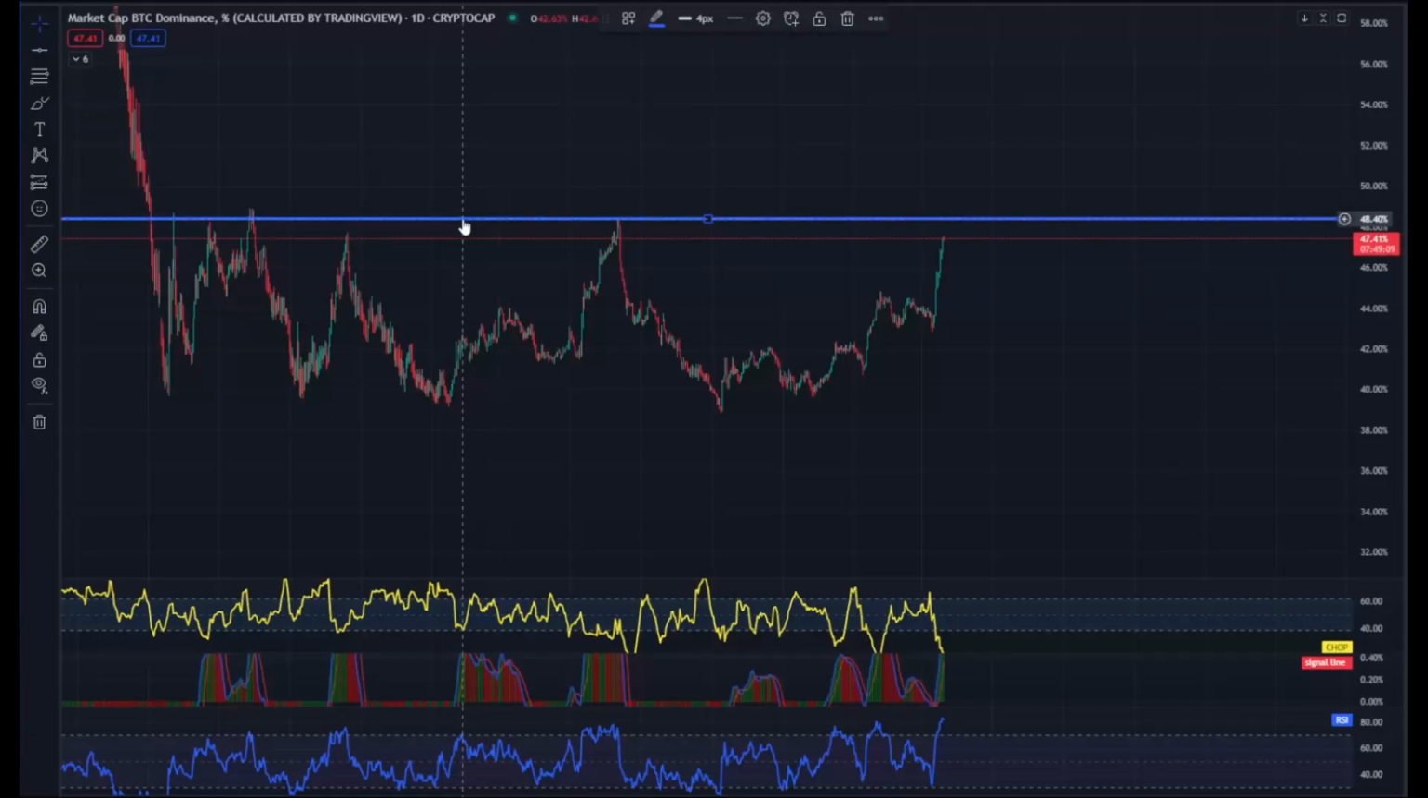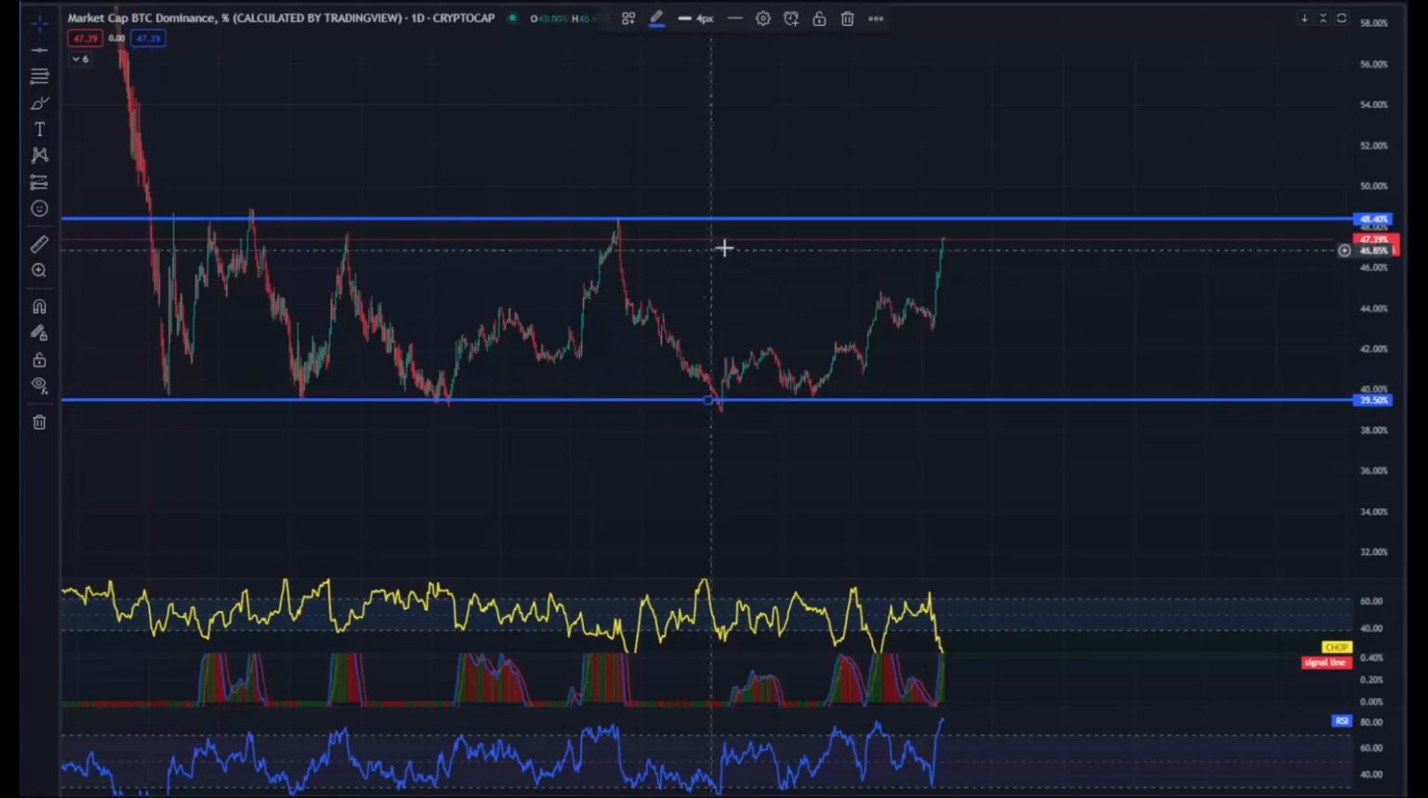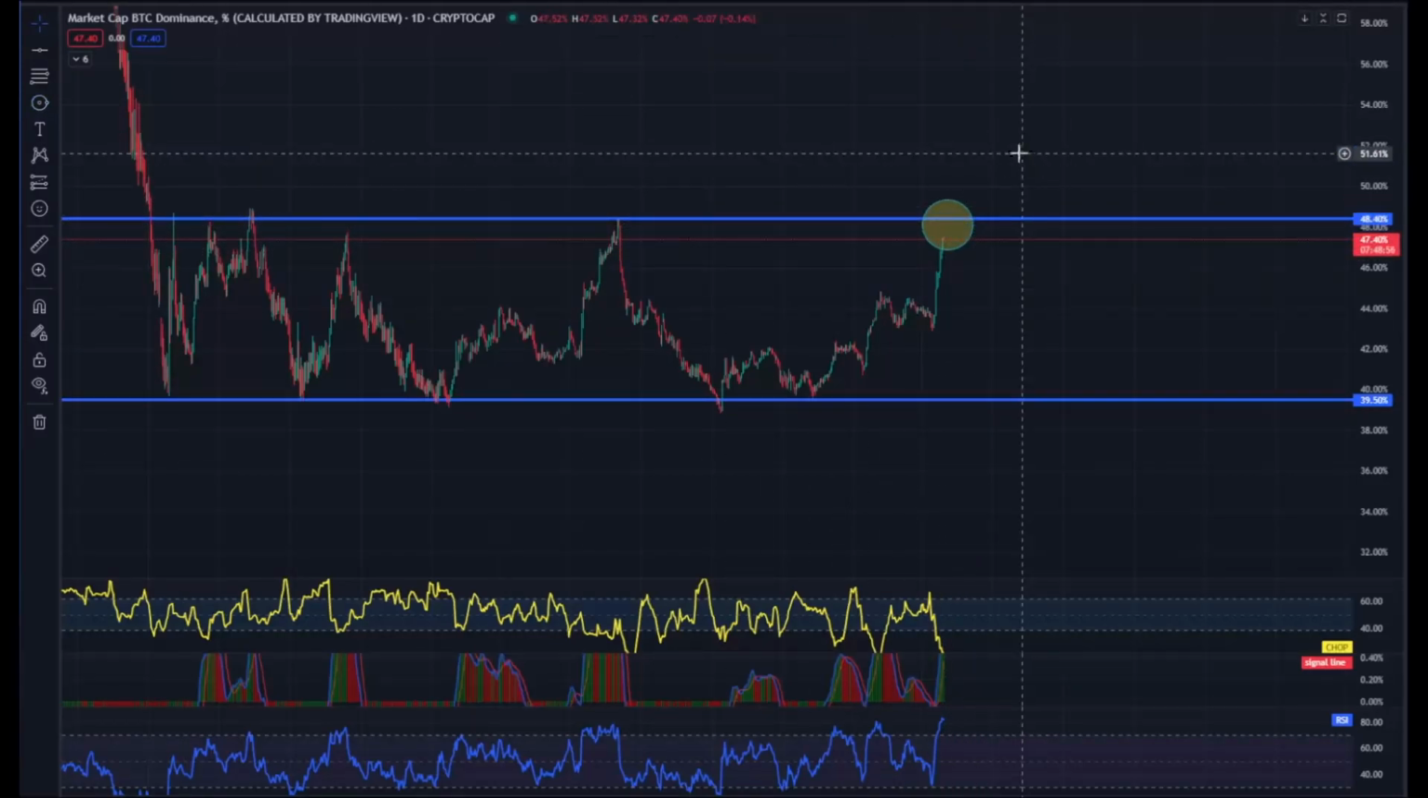However, we will start today's review by checking the situation of BTC Dominance in relation to the entire market. And here we can mark with the blue lines the sideways trend channel in which we are approaching the upper limit.